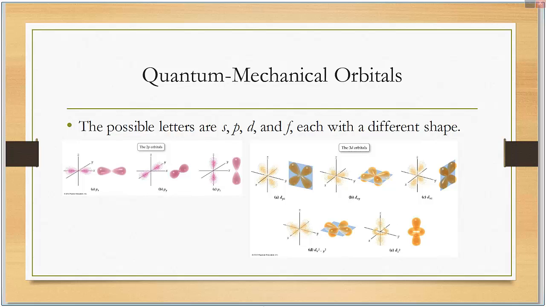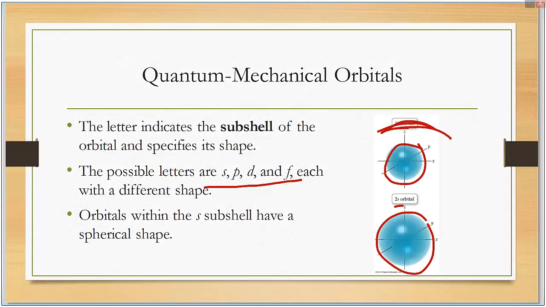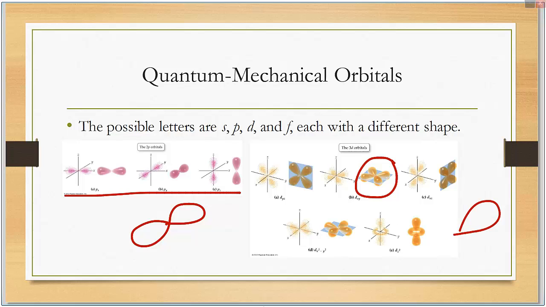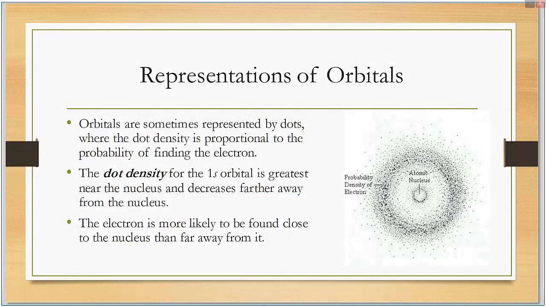The possible letters, once again, are S, P, D, and F, each with a different shape. So S was here. Here's P. It looks kind of like a dumbbell. And here's D. D and F are far more complicated. This is like two dumbbells that are crossing, like a four-leaf clover almost. The F shape is like this, except there's two four-leaf clovers on top of each other, and it gets really complicated looking. It's really hard to draw, so I apologize for that.